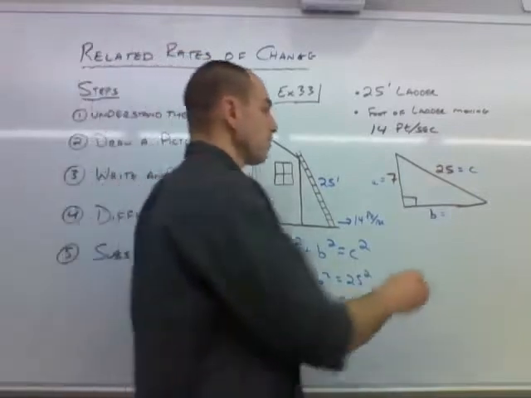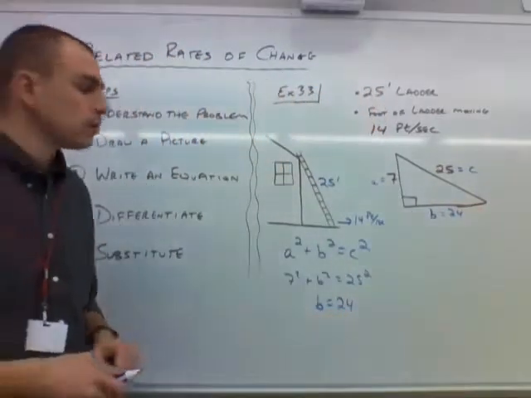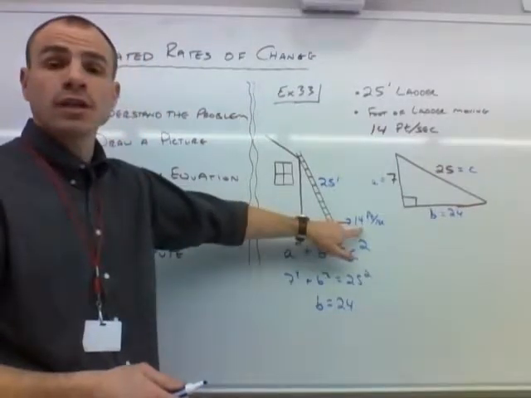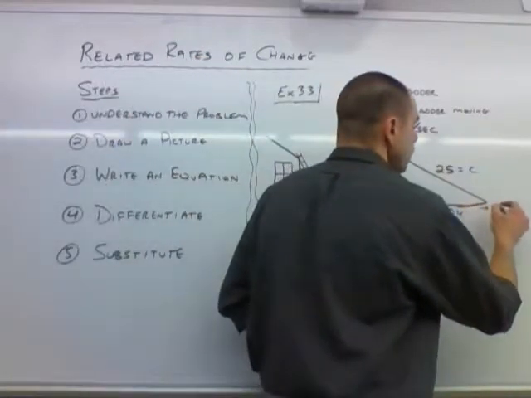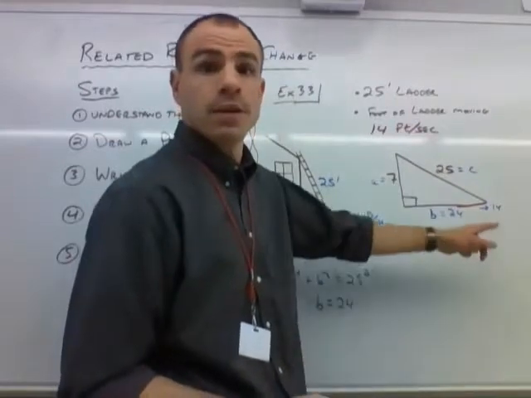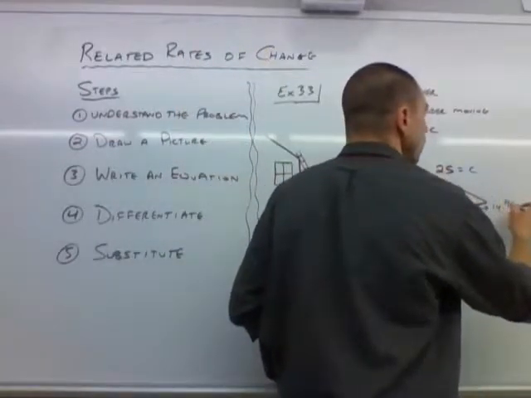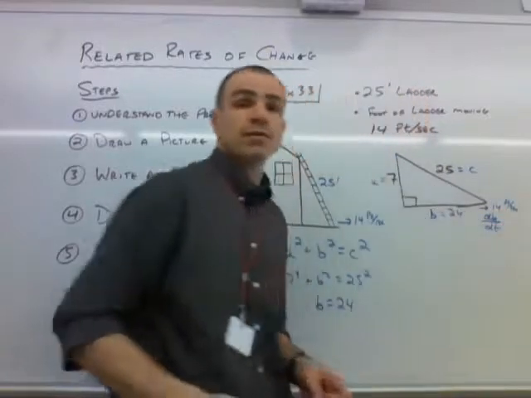All right, so we now know that b is 24. I'll leave the calculations to you as needed. Okay, and we also don't forget about our 14. All right, the 14 is the rate at which b is changing. All right, it's going out at 14 feet per second in that direction. So we have a dB/dt available to us as well.